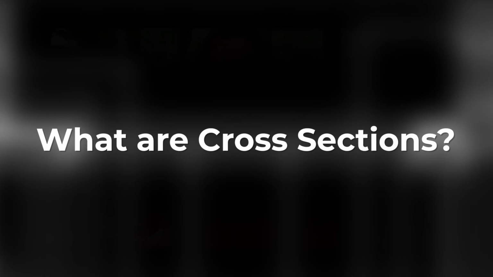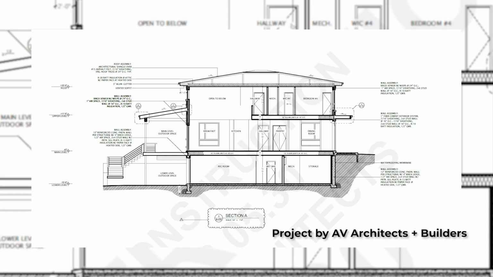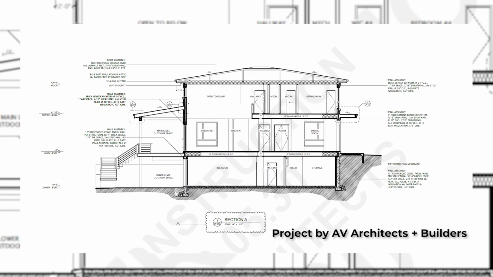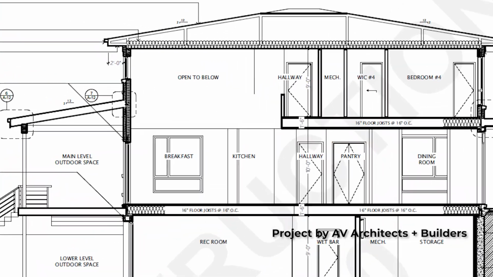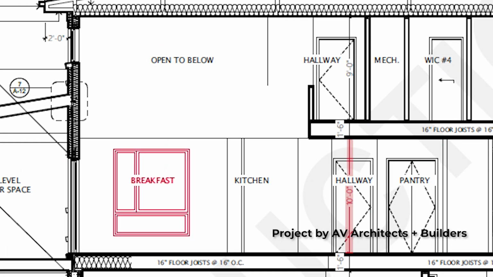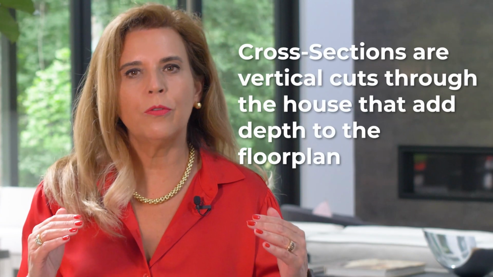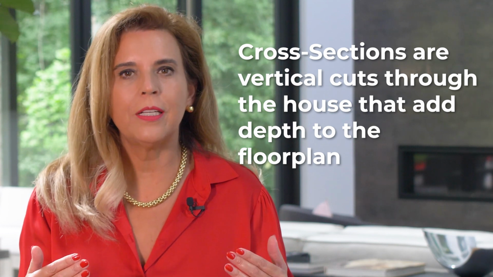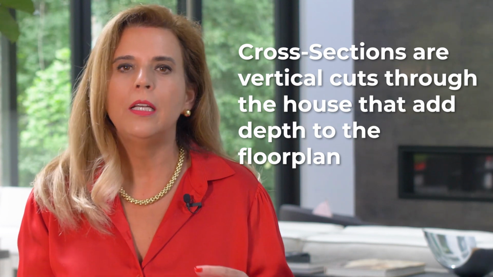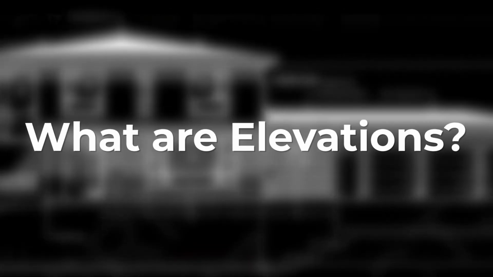Second, what are cross sections? Cross sections are vertical cuts through the house that provide insight into room heights, window and door placements, and changes in ceiling height. This third dimension adds depth to the floor plan and allows architects to create and communicate a comprehensive design.